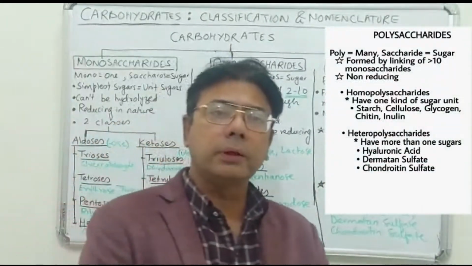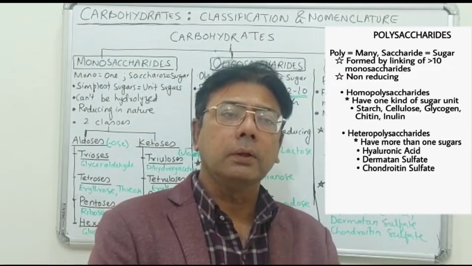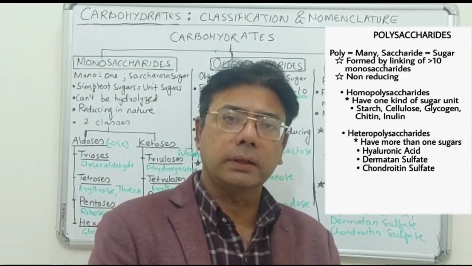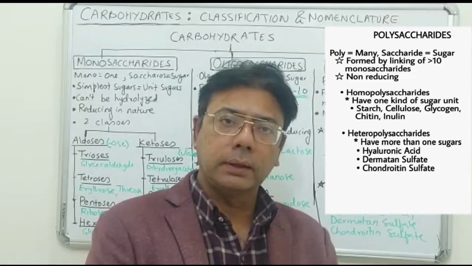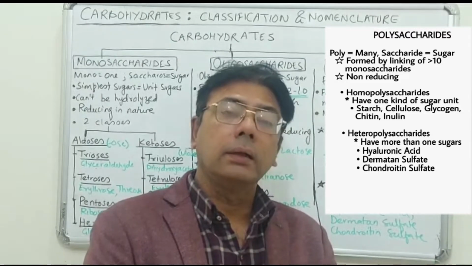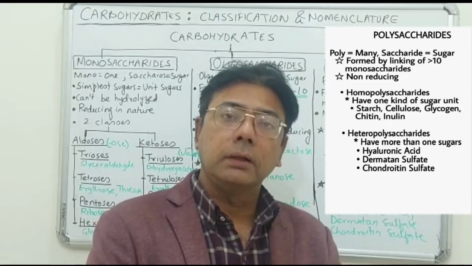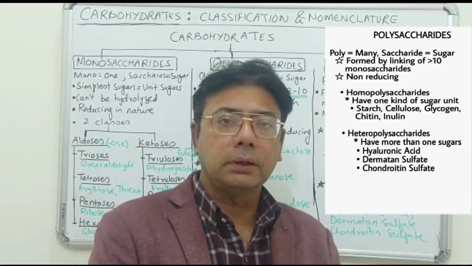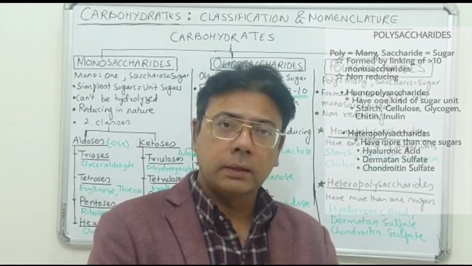They are called homopolysaccharides if they are formed of only one type of monosaccharide units bonded together. And their examples are amylose, which means starch, glycogen, cellulose, chitin, inulin, etc.